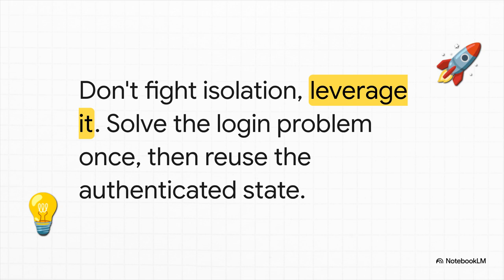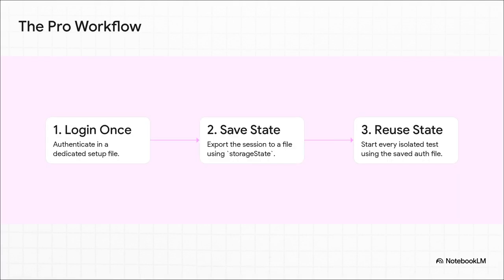The best automation engineers don't fight against isolation. They use it to their advantage. They solve the login problem one time and then they reuse that solution everywhere without ever breaking that perfect isolation model. And here's that pro workflow.